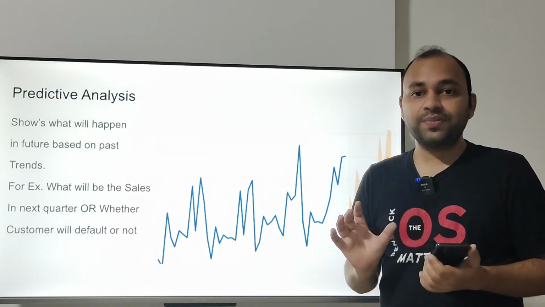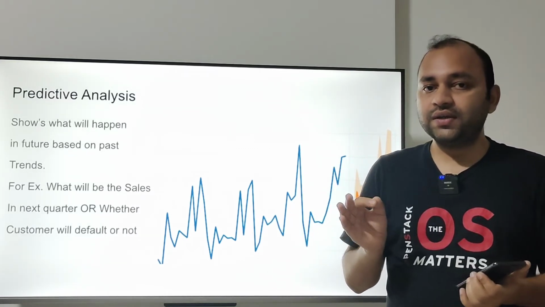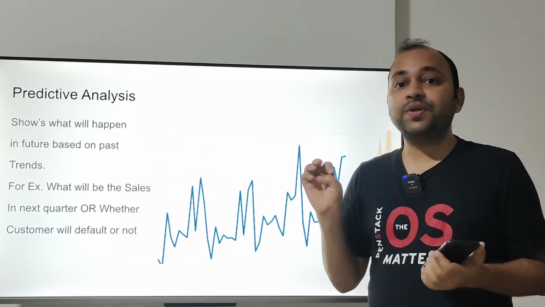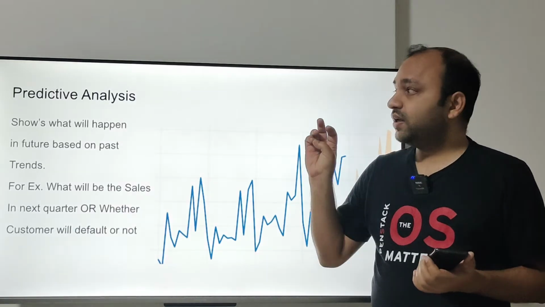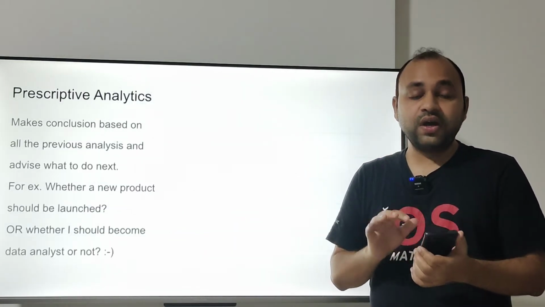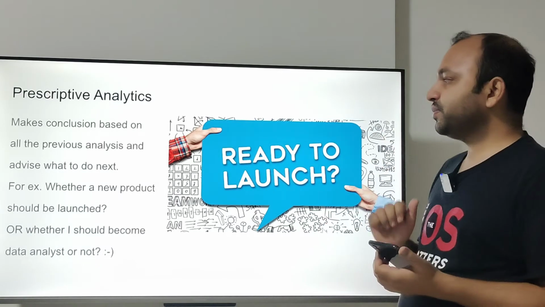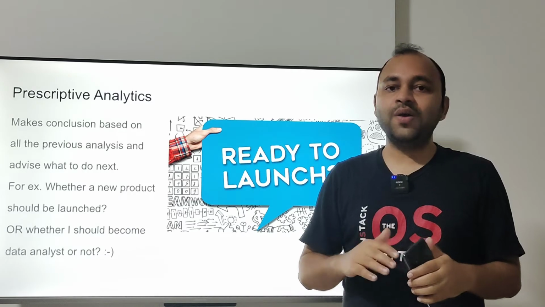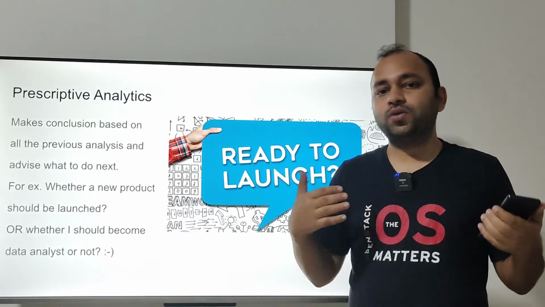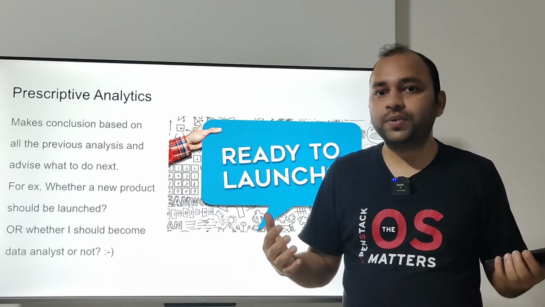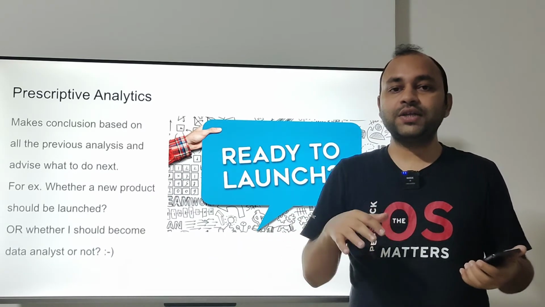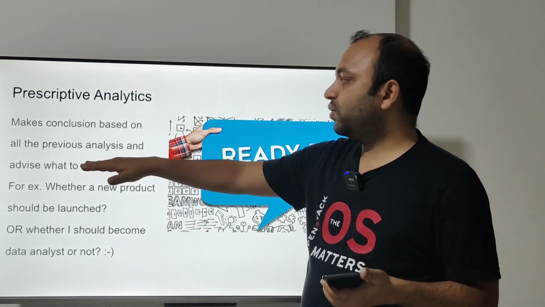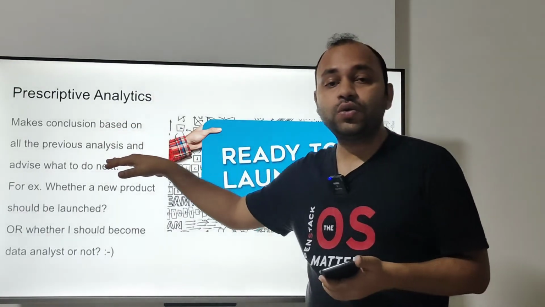After the predictive analytics, so we have learned three analytics: descriptive analytics, diagnostic analytics, and predictive analytics. After that, what you have is prescriptive analytics. So prescriptive analytics is basically a combination of all three: what is going on in the business, why it is going on, and what will happen. Based on all the analysis that you have done, you try to make a conclusion and advise what to do next.